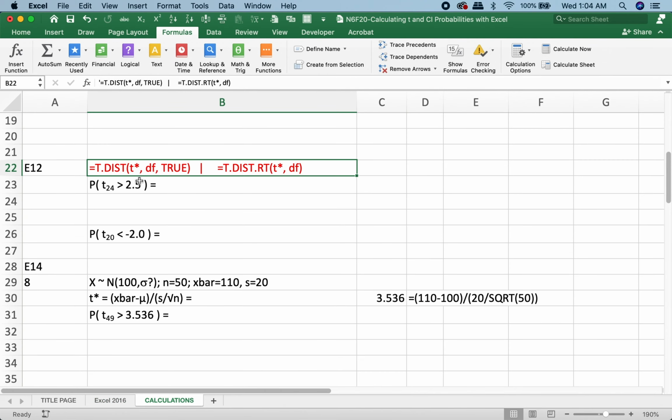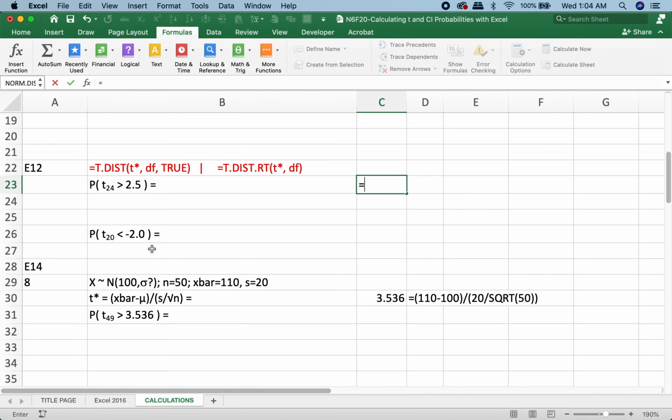There we go. So the first one was, what's the probability of having a t with 24 degrees of freedom greater than 2.5? In this particular case, remember, we're looking for a probability, so it's going to be a T.DIST. And because we're going up, it'll be a right tail, .RT. All it asks you for is the x value, or actually the t value, so it's 2.5, and then the degrees of freedom, which are 24. Those are given to you in that problem. And that gives an answer here of 0.0098.